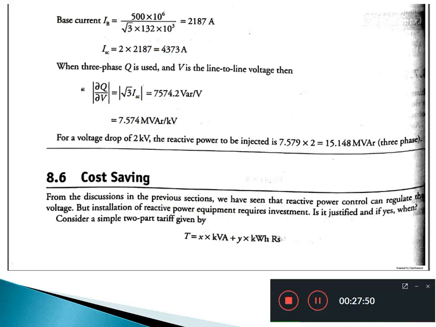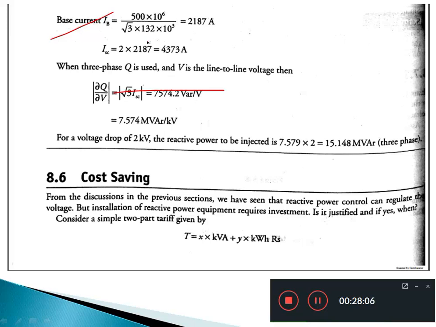Then find the value of base current. So this is the base current formula: IB is equal to P divided by root 3 V cos phi. Based on that you have to calculate the current. Then the short circuit current in per unit is multiplied with the base current, and we will get the short circuit current.